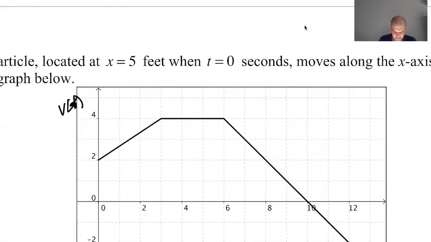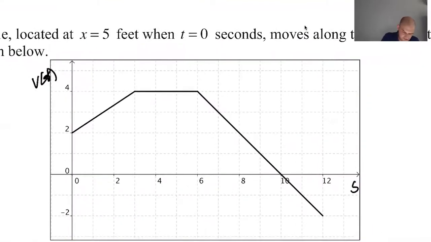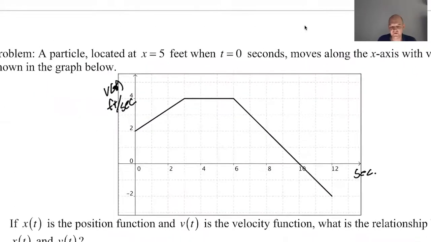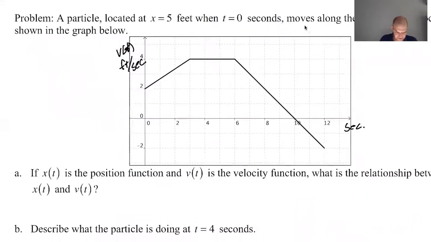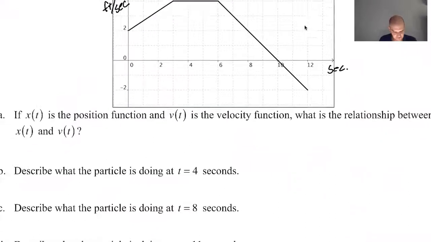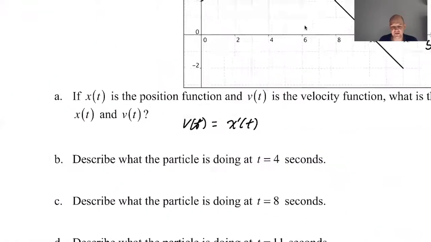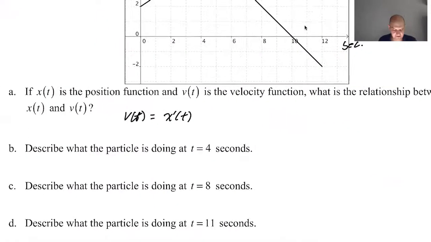If this is going to be in seconds, and your position is in feet and your time is in seconds, this velocity should be feet per second. So if x of t is the position function and v of t is the velocity function, what's the relationship between x of t and v of t? Well, v of t is equal to x prime of t. It's the rate of change of position. Velocity is the rate of change of position.